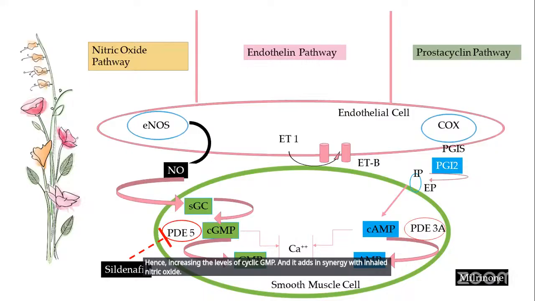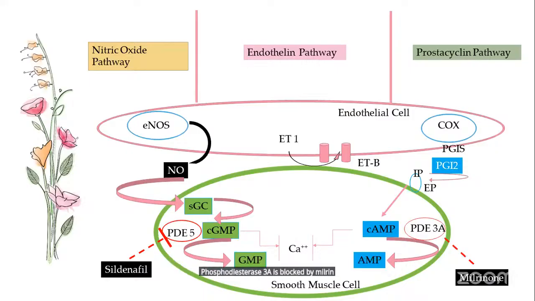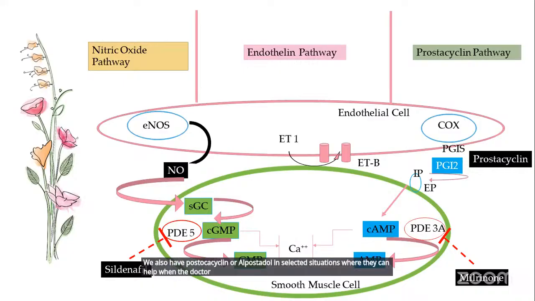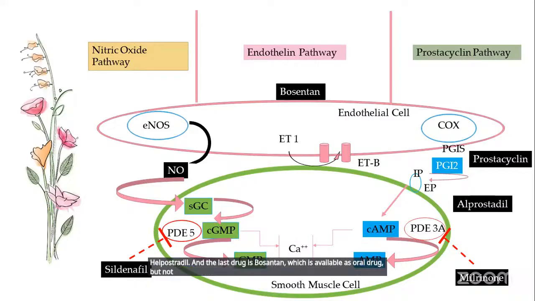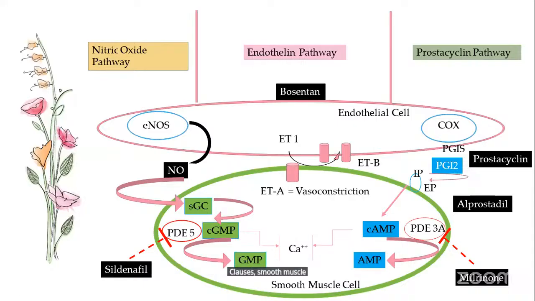Phosphodiesterase 3A is blocked by milrinone, and it acts through the cyclic AMP pathway. We also have prostacyclin or alprostadil in selected situations, where they can help when ductus closure is there and there is no other shunt present. And the last drug is bosentan, which is available as an oral drug, but not much evidence is available currently on bosentan. It acts on the endothelin A pathway and causes smooth muscle dilatation or pulmonary vasodilatation.